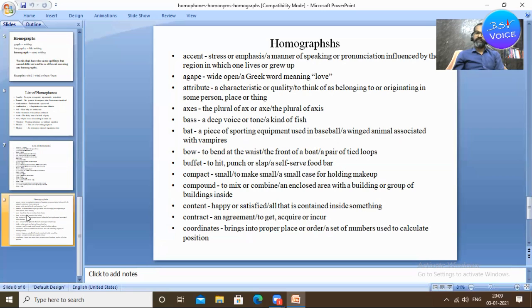And content: contented is accepting. And content also means there is some subject, and you can say happy or satisfied.